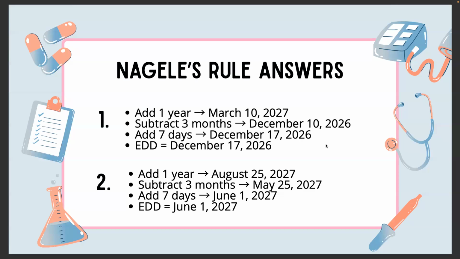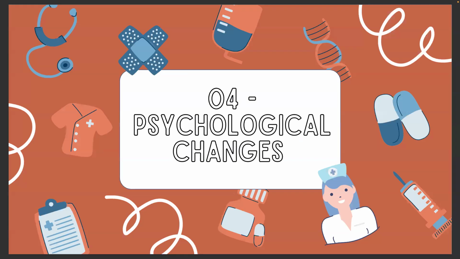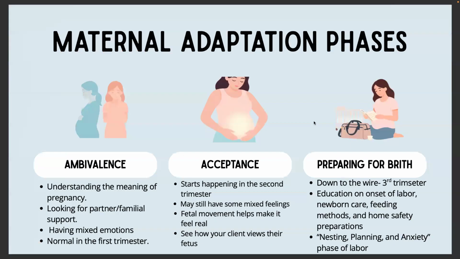All right, the psychological changes. There are 3 main ones that you are going to need to know for your test. Ambivalence is the first one. It happens early in pregnancy, and it's that feeling of mixed emotions, right? You don't know whether you should be excited, fearful, detached, and it's completely normal. It reflects the psychological adjustment to the idea of being pregnant.